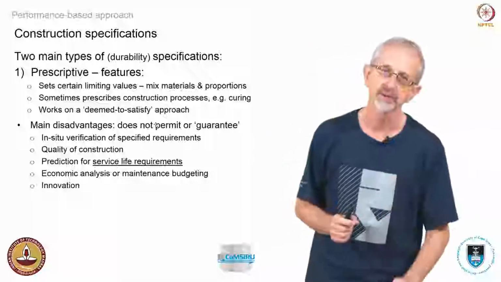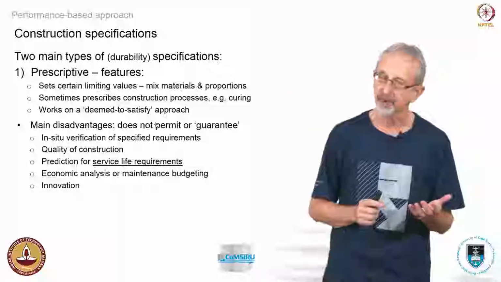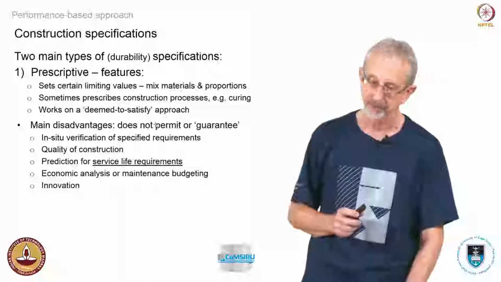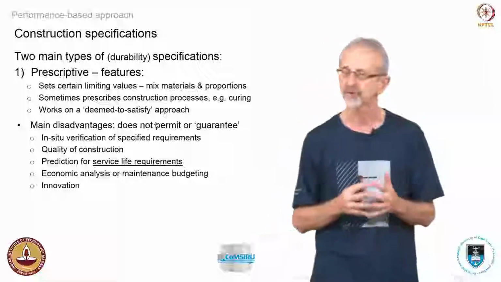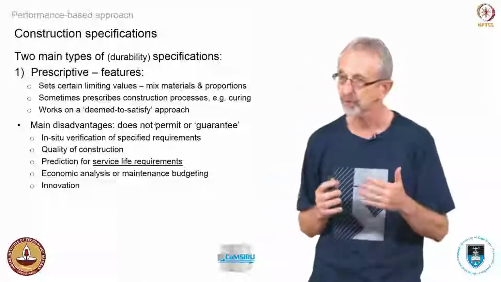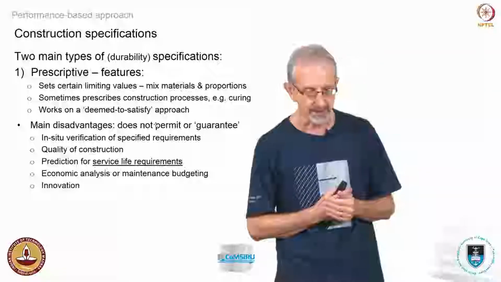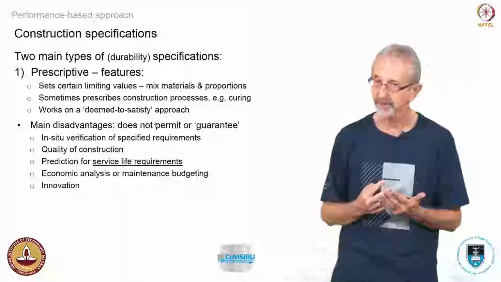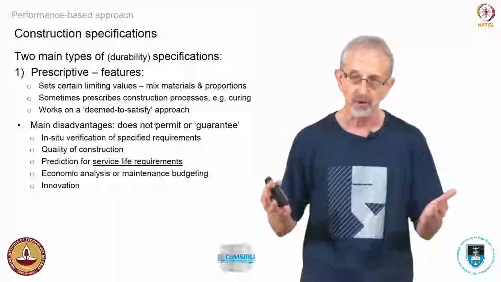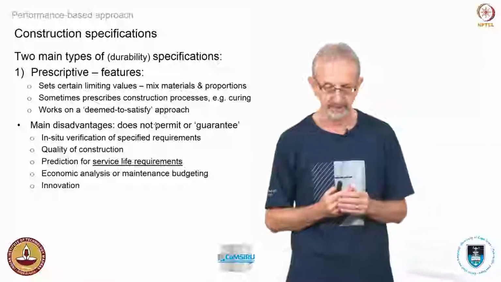So there are many disadvantages related to a prescriptive approach. There is no in situ verification. We cannot guarantee the in situ properties, that they have in fact met the specified requirements. We cannot really control the quality of construction, not particularly well. There's absolutely no way that we can do service life prediction because we have nothing to model this on. There is no ability to model in this approach. It doesn't allow us to do proper economic analysis, cost analyses or maintenance budgeting, because we just don't know when things may go wrong or when we will reach the end of a certain type of deterioration condition.